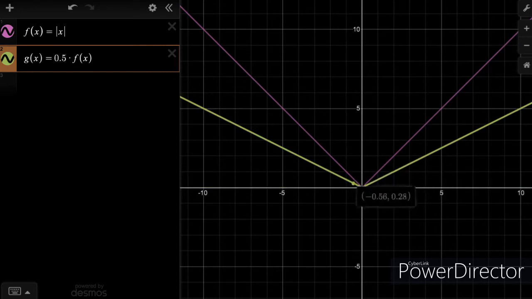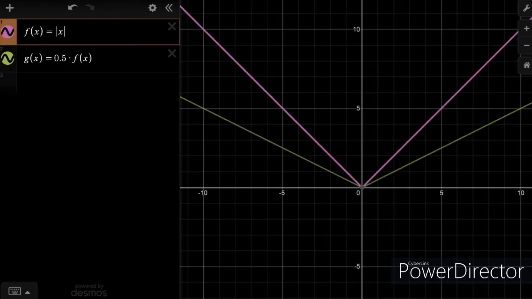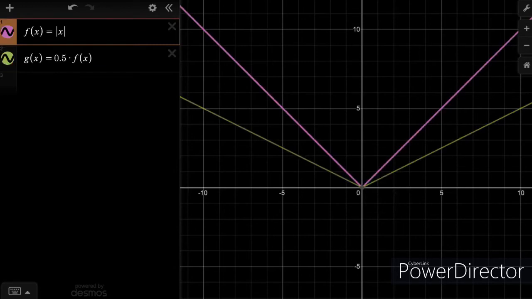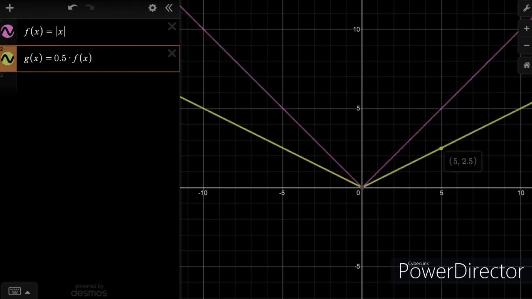And that makes sense because we are just scaling how much our f of x is. So before, when x equals 1, we got to 1. But now when x equals 1, we only get to 1/2. Before, when x equals 5, we got to 5. Now when we get to x equals 5, we only get to 2.5. So we're increasing half as fast, or we have half the slope.